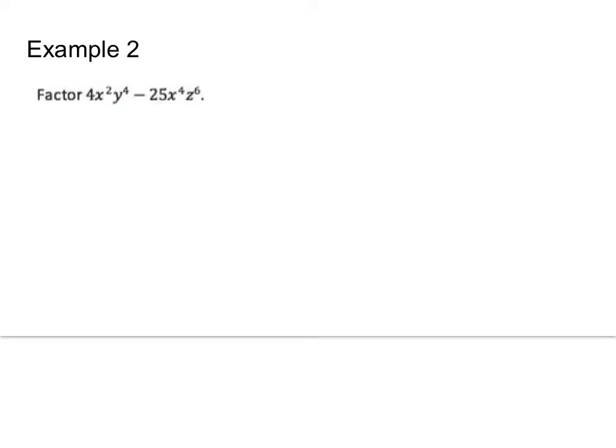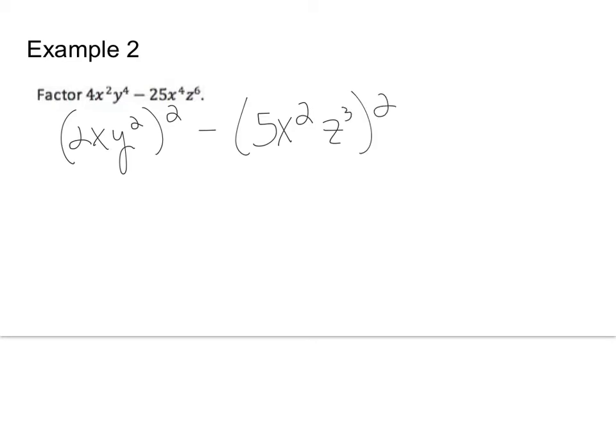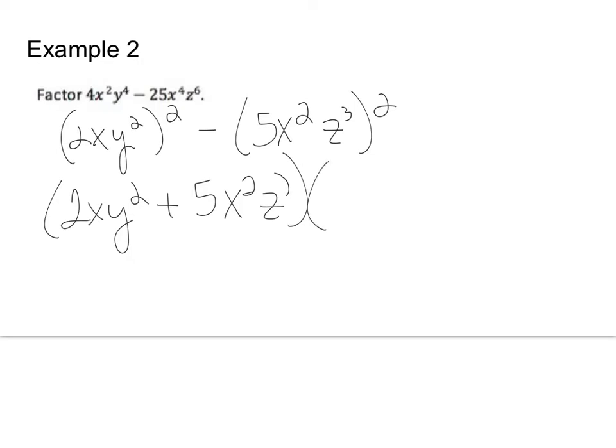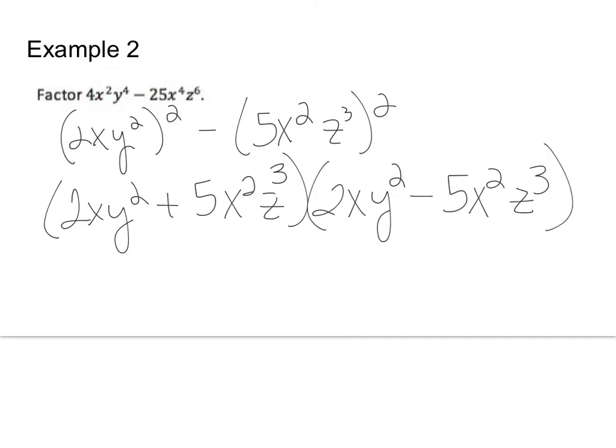Okay, it may get slightly more confusing, so let's go ahead and break it down. I've got 2xy squared minus 5x squared z to the 3rd power squared. Now I can factor it. 2xy squared plus 5x squared z cubed, that's a cubed. And then 2xy squared minus 5x squared z cubed. Okay, and that's as far as I can take it.